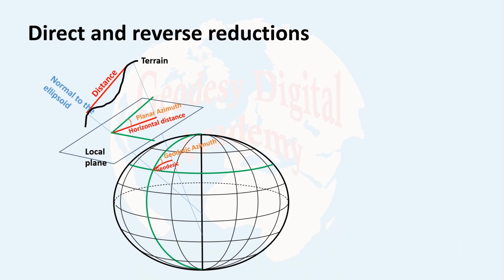Direct and reverse reductions. So far, we have discussed the process of transferring the measurements at the surface of the Earth down to the surface of the ellipsoid. For example, measurements like distances at the surface of the Earth are converted to geodesic distances at the surface of the ellipsoid. If we have azimuths between the points, these azimuths will be transferred or converted to geodetic azimuth at the surface of the ellipsoid. This process is called direct reduction.